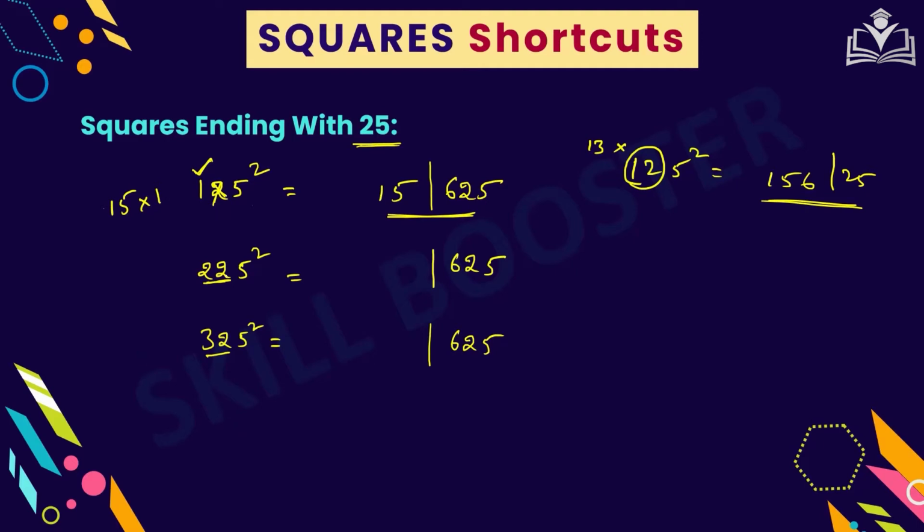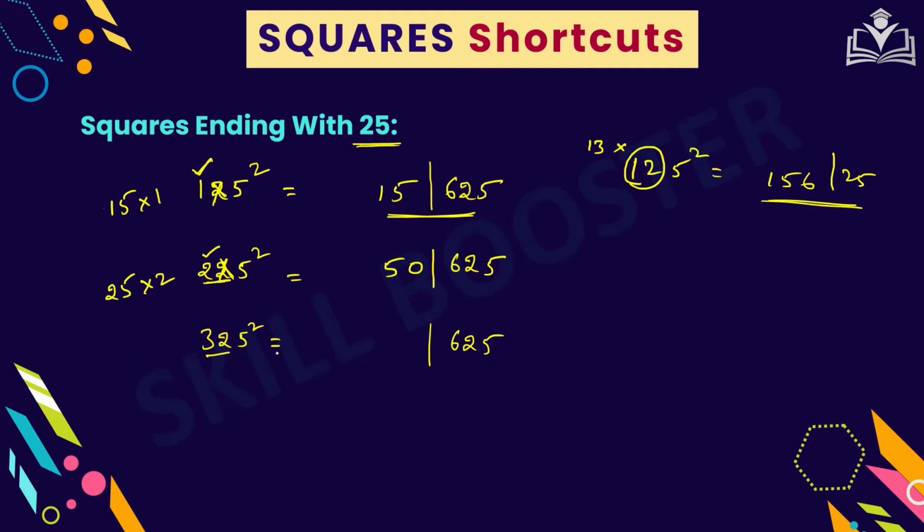But if the values gradually increase in 3-digit numbers, then it is better to go with the squares ending with 25 shortcut. This shortcut is very easy. Last 3 digits are 625, and the second step is to close the number before 5. Now I can see the number 25. And 25 should be multiplied with 2. 25 into 2 is 50. Therefore, 225 square is equal to 50625.